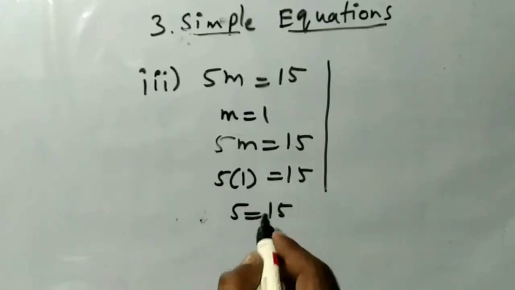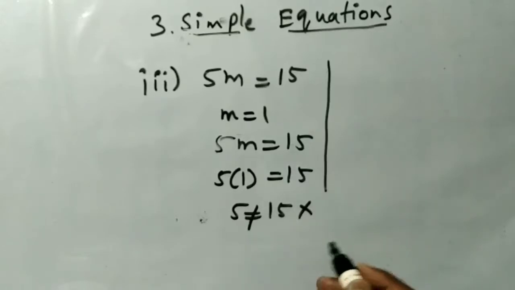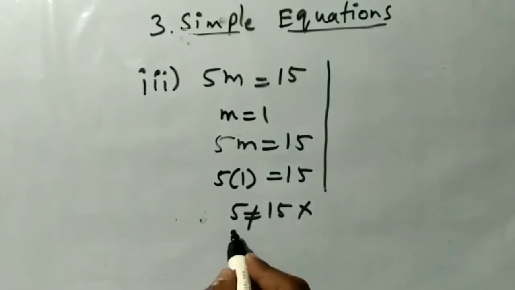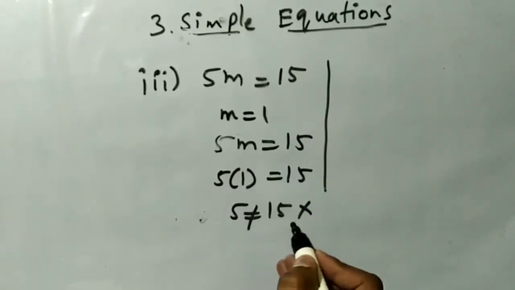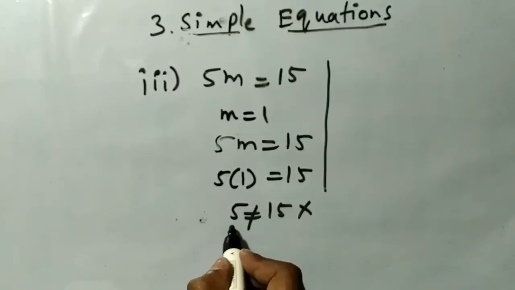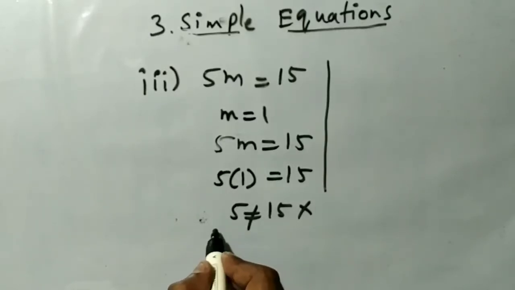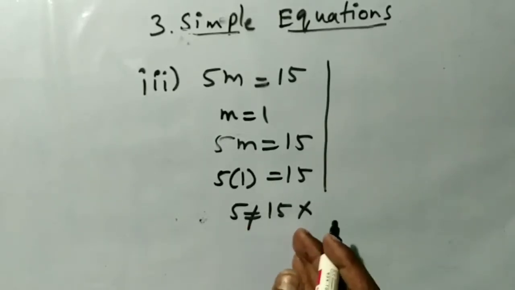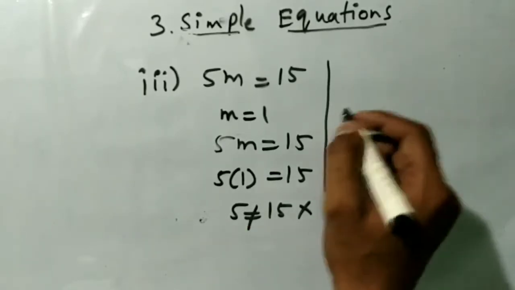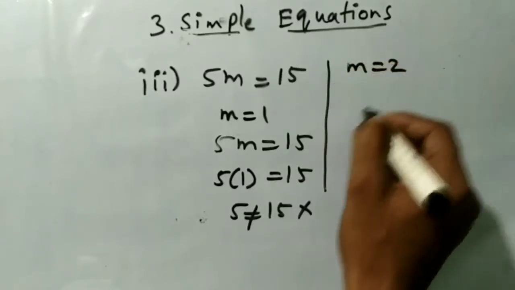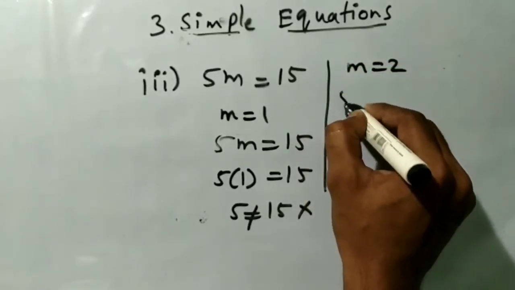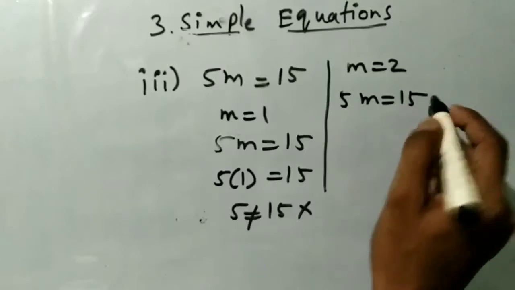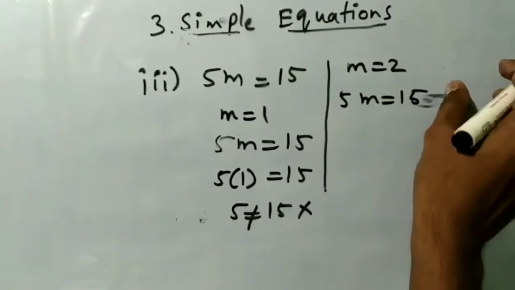That is not equal. So the value is wrong. Here 5 is not equal to 15. We have to get the value of 15 here, so that left hand side is equal to RHS, that is right hand side. We have to prove it in that way. So let's take m is equal to 2. Then 5m is equal to 15. Let's take here 15.